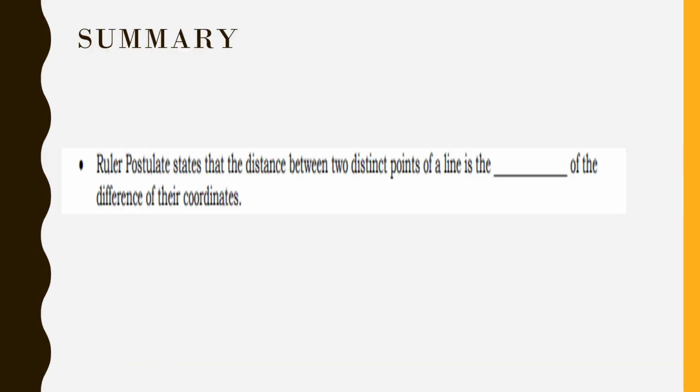Okay, and also, for our summary, the ruler postulate states that the distance between two distinct points on a line is the blank of the difference of their coordinates. What do you think? The absolute value. Okay, absolute value of the difference of their coordinates.